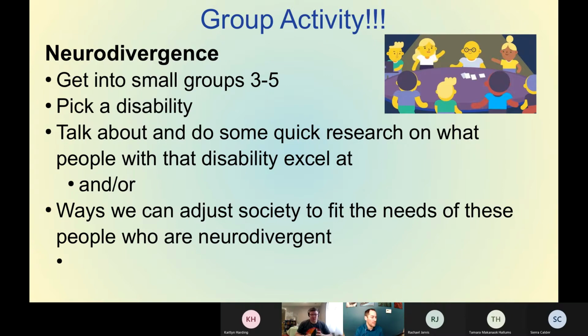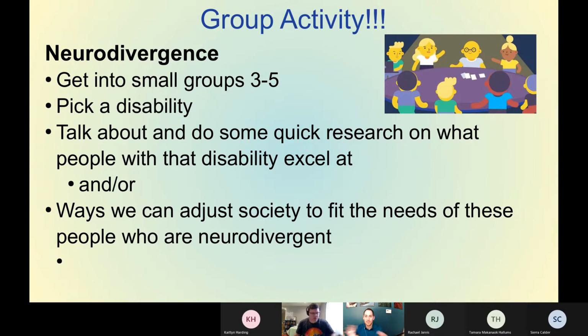And another thing you could look at is how we could adjust society to fit the needs of people who are using their brain slightly differently than neurotypical. So either of those: what they excel at, examples of people who feel that this neurodivergence has helped them, or how we can adjust society to fit their needs.